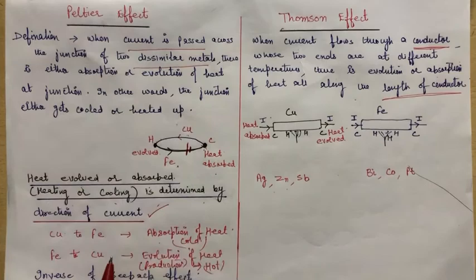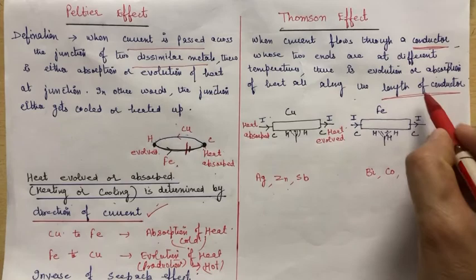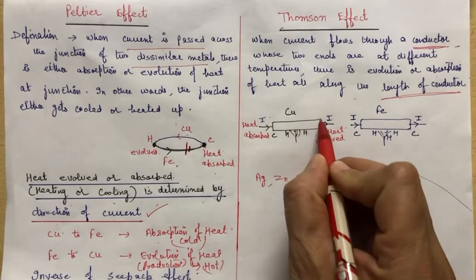Now Thomson effect. Here, instead of two wires, we use a conductor. So suppose this is a conductor and that is of copper.